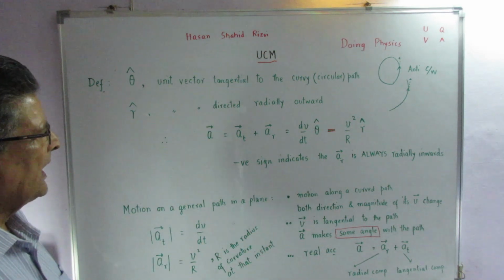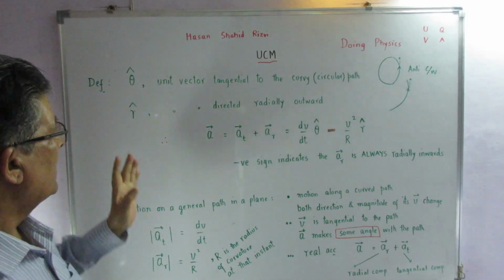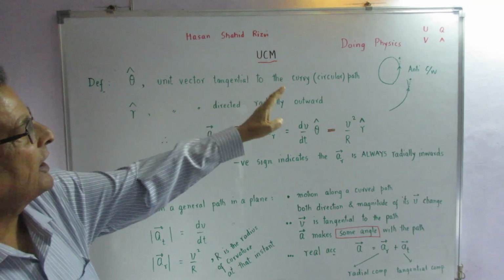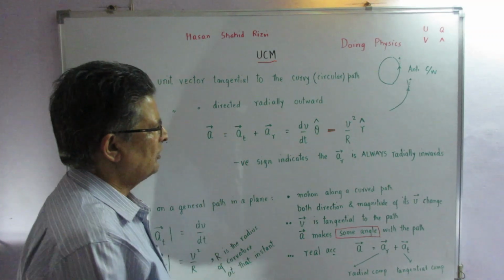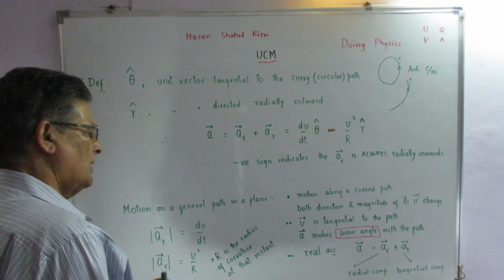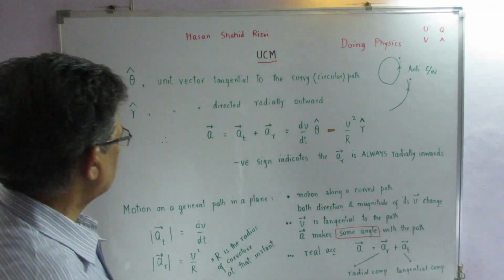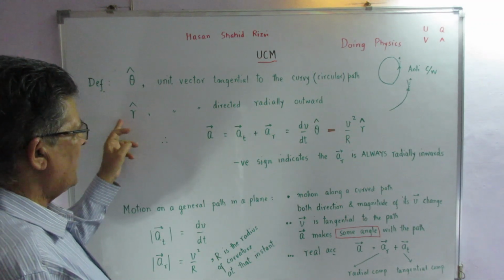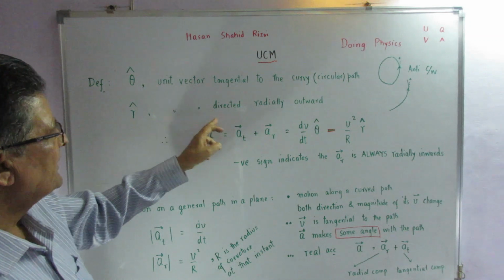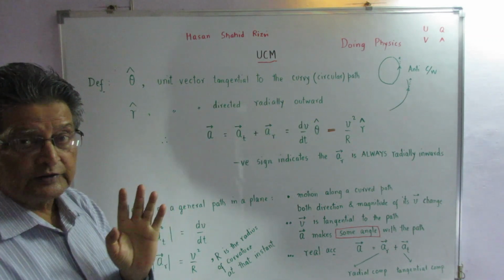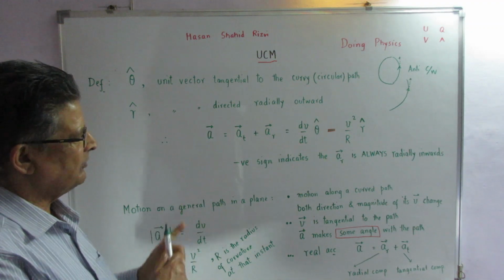Now we define a couple of things. One is θ cap, a unit vector tangential to the curvy path, or whatever circular path we want to say. It may not be exactly circular, but when a small portion of it is taken, it will appear to be circular with a curvature, etc. And the second vector that we have is r cap, which we define as a unit vector directed radially outward. So here in the definition it is radially outward, but I will show you that a_r is always radially inward.